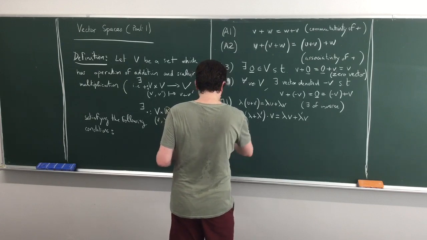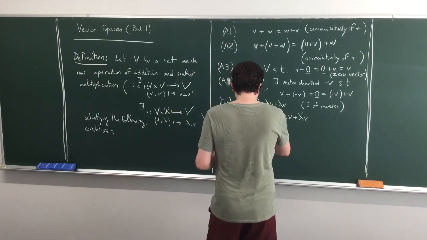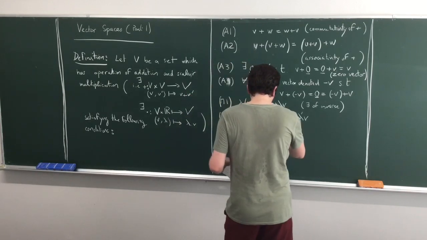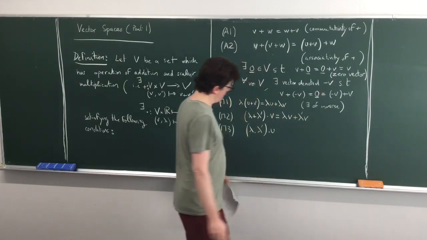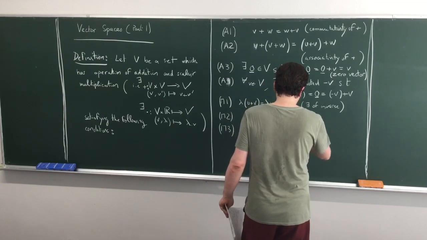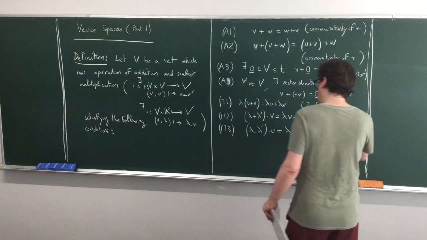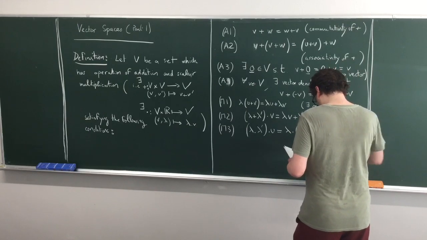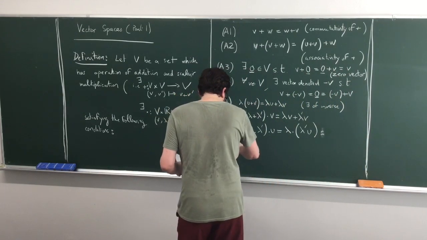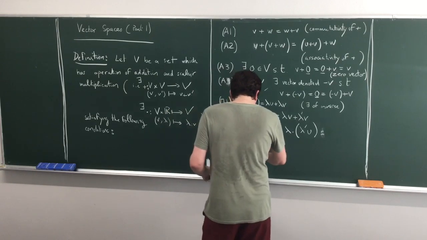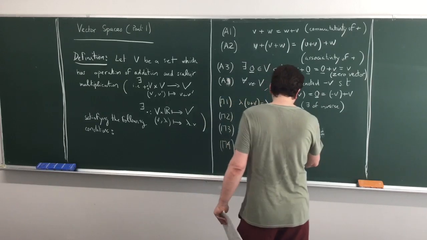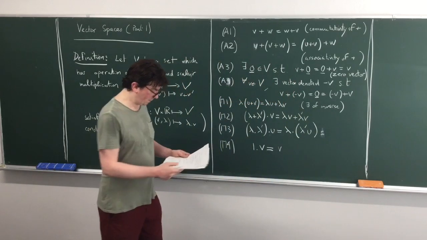M3. Lambda times lambda prime. So here multiplication in R, and then I apply my scalar multiplication by u. This will be equal to lambda times lambda prime u. And finally, the last condition is that one scalar product with v will be equal to v, and this is true for any vector v.